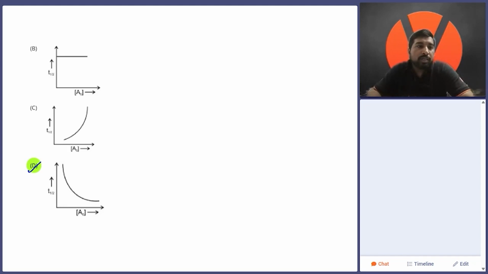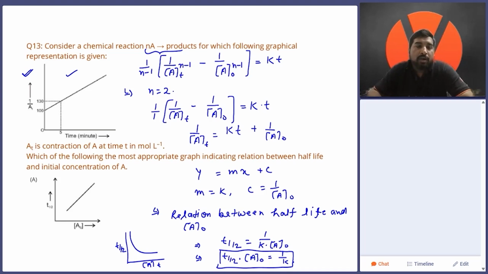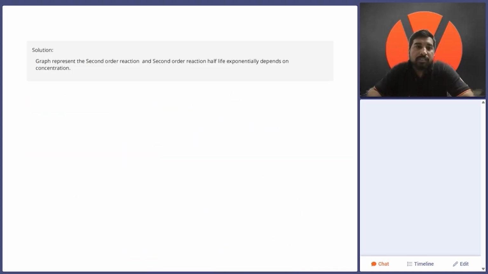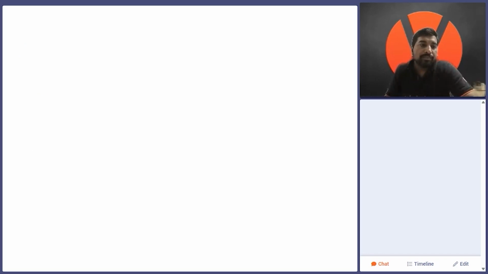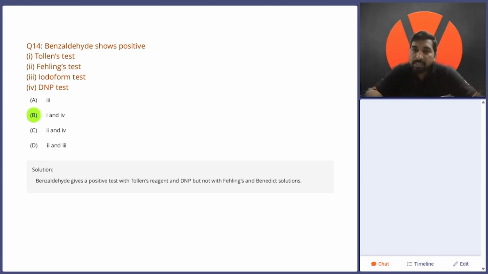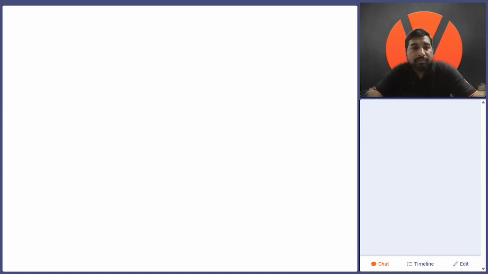Now this is question number 13. Now question number 14, we will discuss question number 14. Benzaldehyde shows positive Tollens test, Fehling test, no. Benzaldehyde does not show the Fehling solution test as well as Benedict test. So remember this thing, iodoform test, no. DNP test, yes. So what should be the right option? First and the fourth, in which option? That is B. Let's cross check the answer. Yes, definitely B is the right option. Come to question number 15.